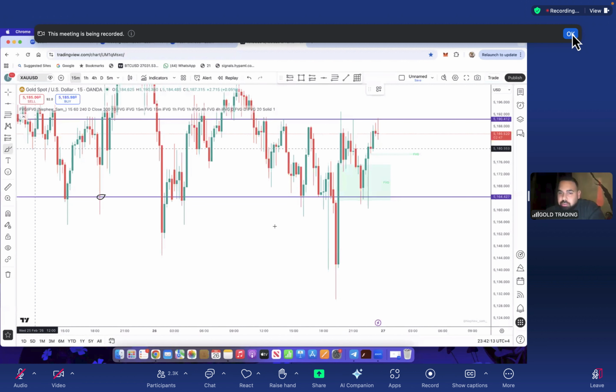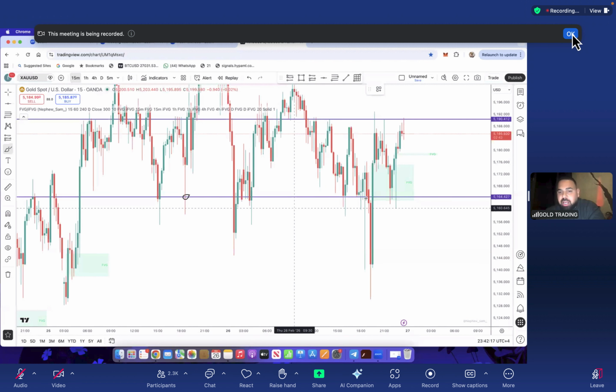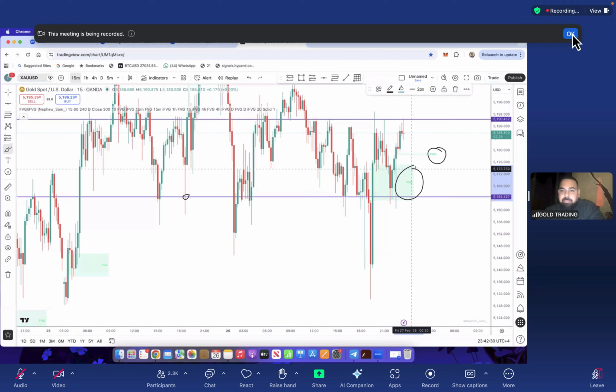However, past experience always tells me that if it's bounced a bunch of times from this area, it might have had enough and want to move back up. However, that being said, we have a fair value gap here and another fair value gap here, which is liquidity in the market. Now, there's a high possibility that it wants to come and take that before moving back up.